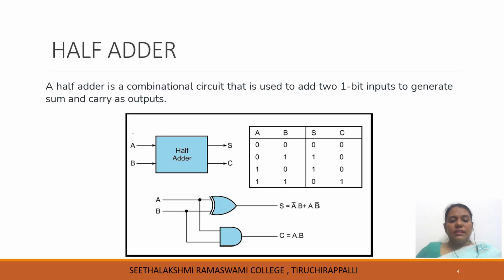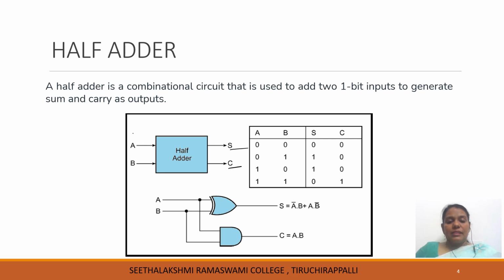Now let us see what a half adder is. It is a combinational logic circuit that is used to add two 1-bit inputs to generate their sum and carry as output. The figure shows the block diagram, truth table, and the logical circuit of a half adder. From the block diagram, we could see that when we give A and B as input, we get their sum and carry as output.